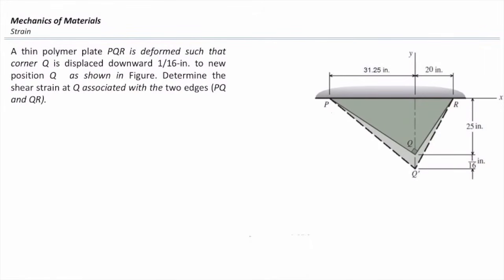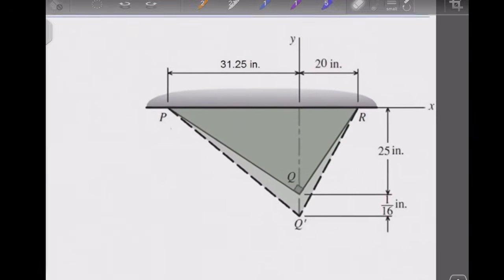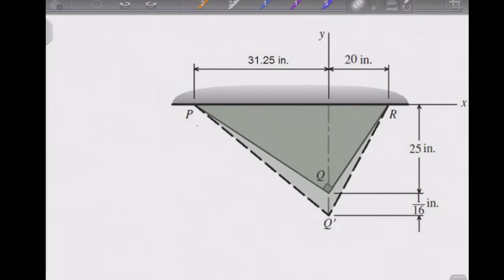A thin polymer plate PQR is deformed such that corner Q is displaced downward by 1/16 inch to a new position Q' as shown in the figure. So assume that there is a force acting at that point Q which pulls down that triangle and causes deformation by the value of 1/16 inch downward, like this. Okay?